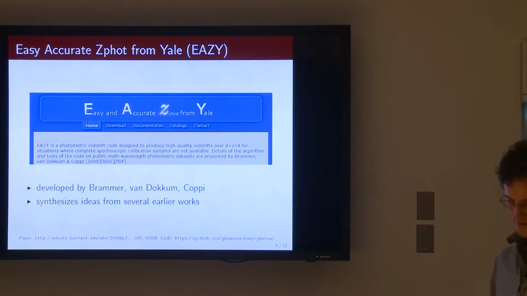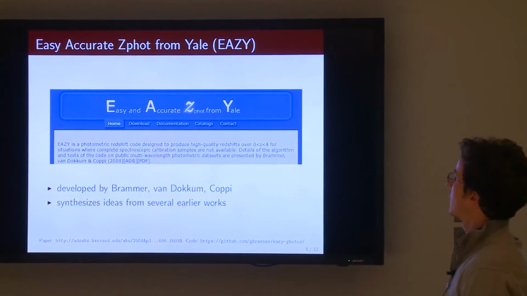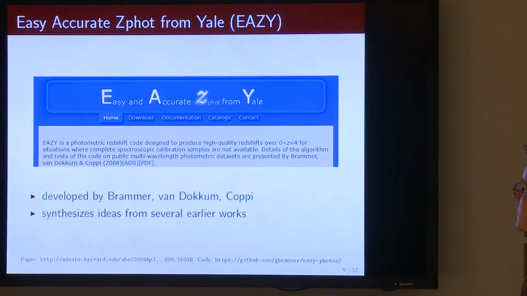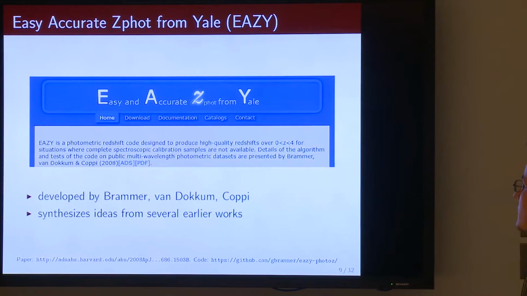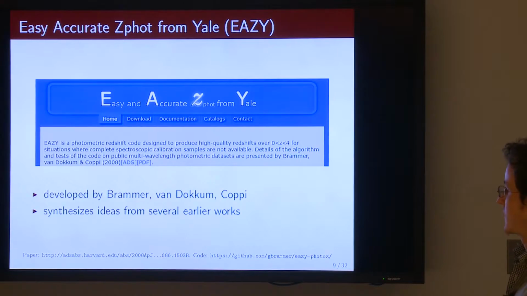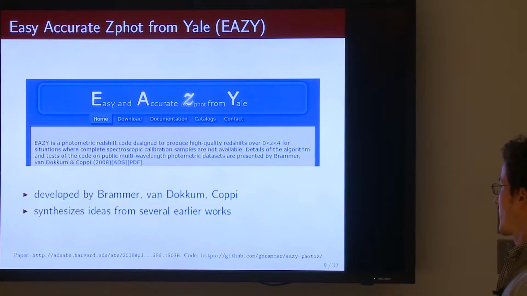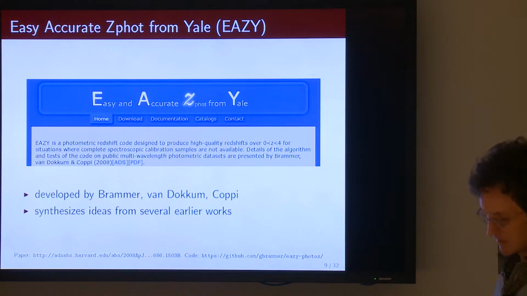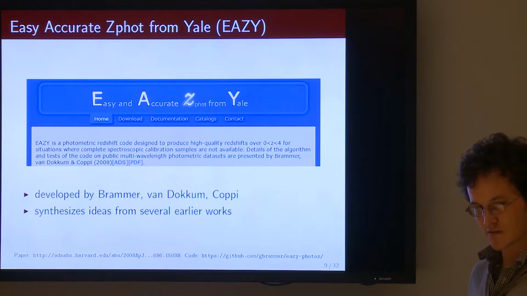Okay, so what I'm going to do for the next several slides is talk about one method for photometric redshift estimation called EAZY. It's Easy Accurate Zphot from Yale. So Zphot, Z is the typical symbol for redshift, and Zphot is photometric redshift. So this work synthesizes some ideas from previous articles. And I'm going to give a summary of some of the statistical aspects of what they do with EAZY. I think it's one of the more popular photometric redshift estimation tools.